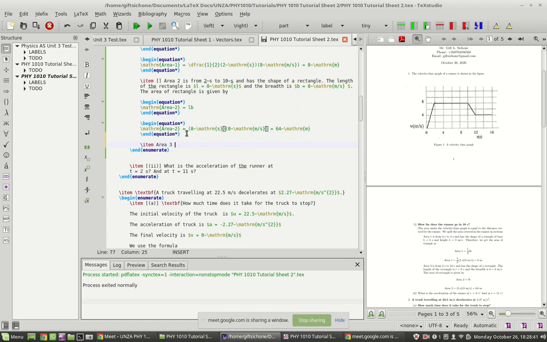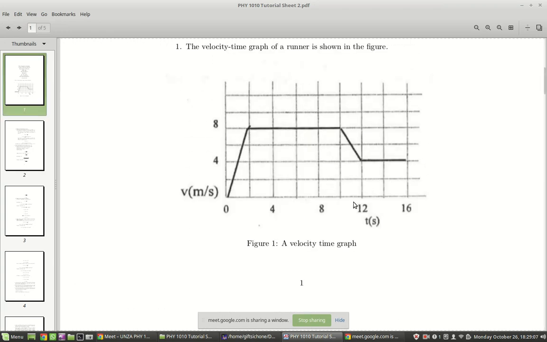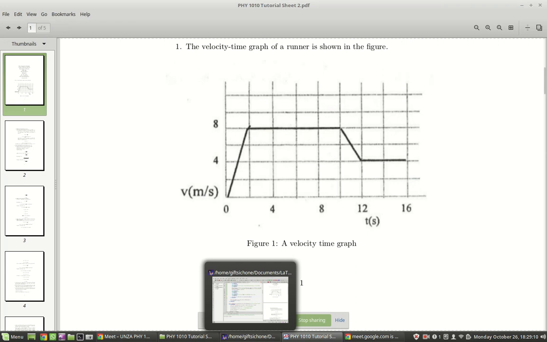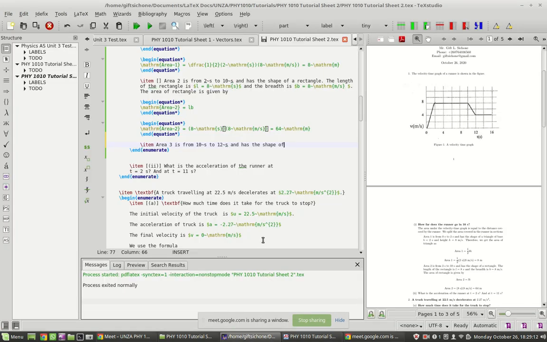Area 3 is from 10 seconds to 12 seconds. What shape is it from 10 seconds to 12 seconds? Trapezium. Okay.